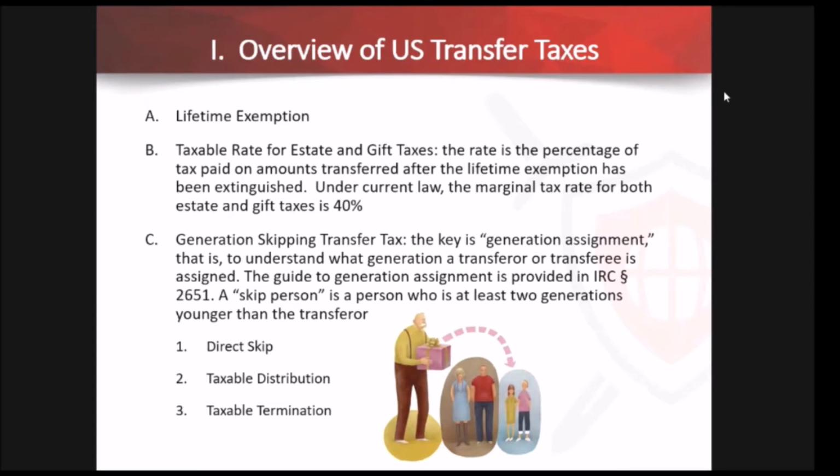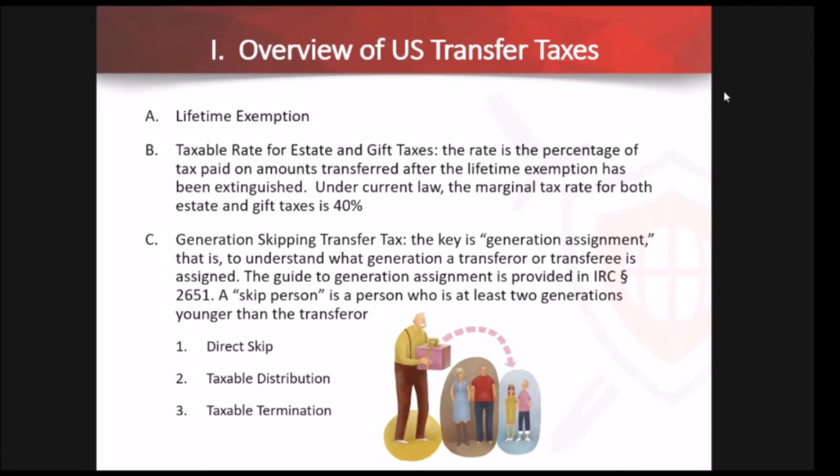But it's important to note that currently this exemption amount is indexed to inflation. So each year it's been going up. In 2020, the current amount is $11.58 million per individual. In 2019, it was $11.4 million. So please keep that in mind. The current tax rate, regardless of whether it's for estate or gift taxes, is 40%. That's been the rate now for a while. It could change if Congress changes the law, but that's how it'll stay until it updates.